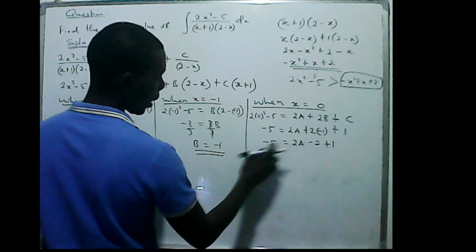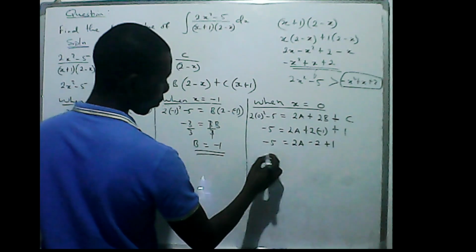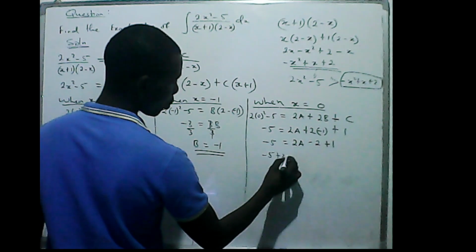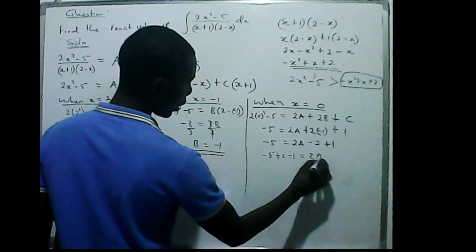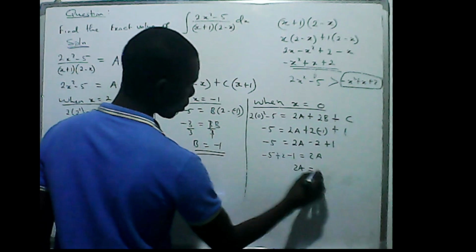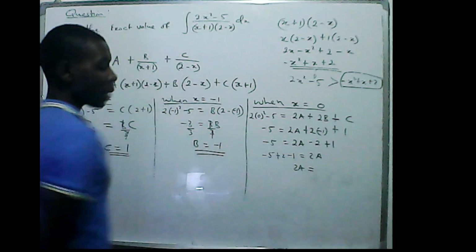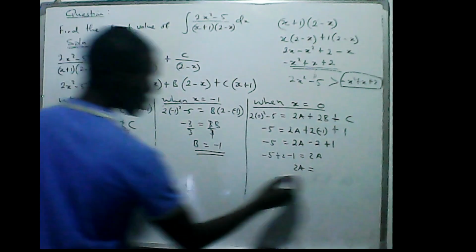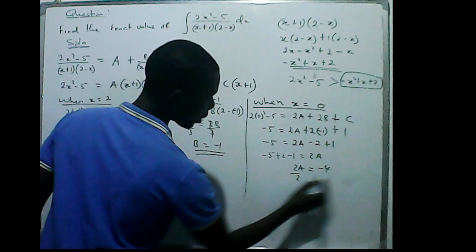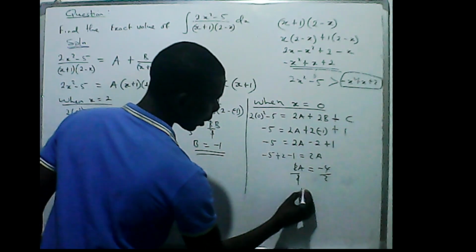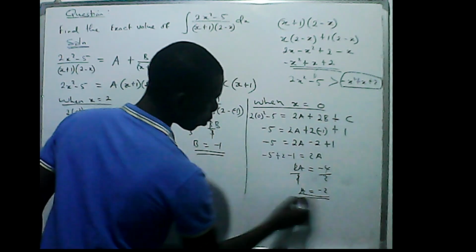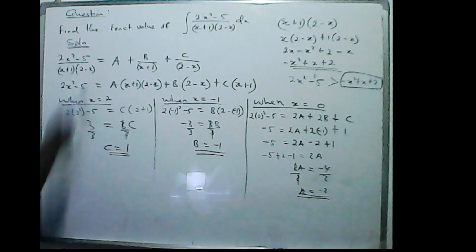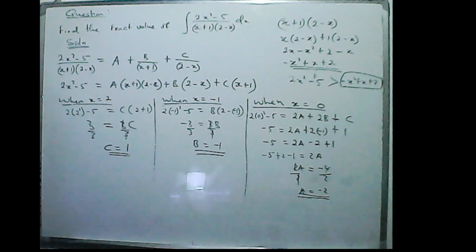Then minus 5 plus 2 minus 1 equals 2a. Therefore, 2a is equal to minus 5 minus 1, that's minus 6. Minus 6 plus 2, that's minus 4. So we have minus 4 here, then divided by 2, our a becomes negative 2. Alright. Now, we want to rewrite this in partial fractions.